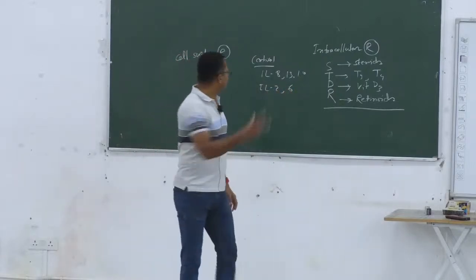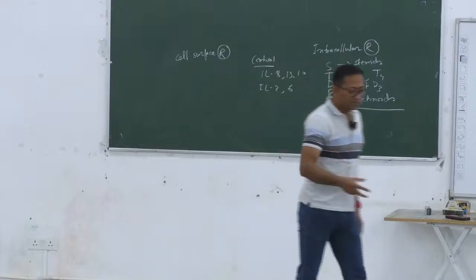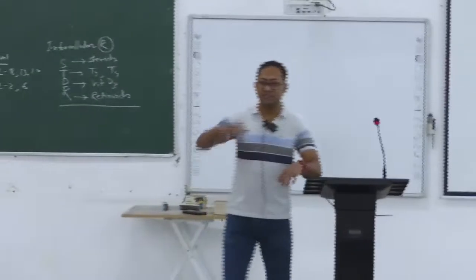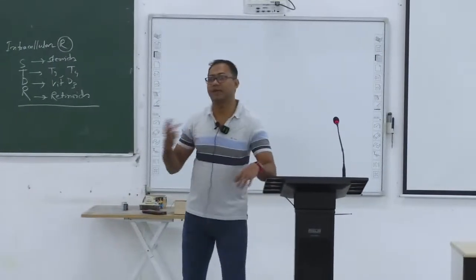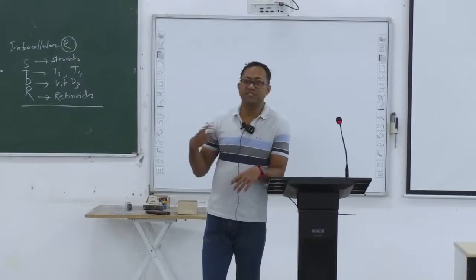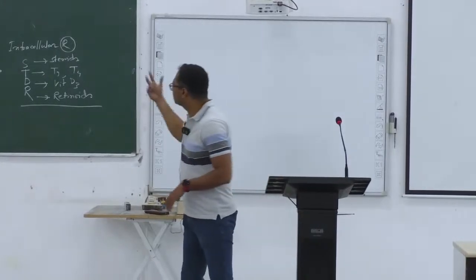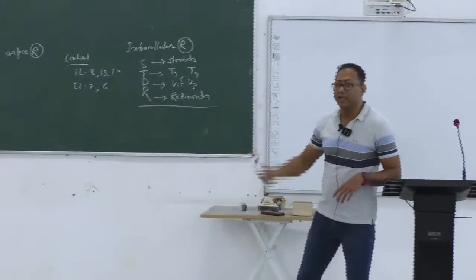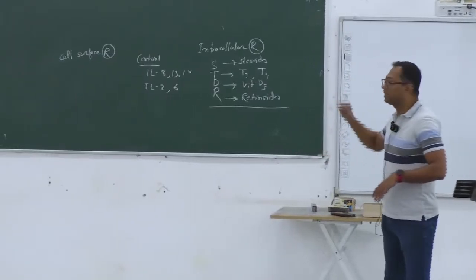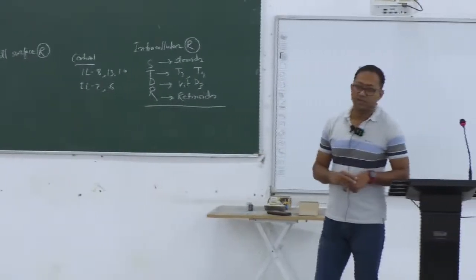So what will cortisol do? It will decrease the synthesis of the cytokines that are inflammatory, and increase the synthesis of the cytokines that are anti-inflammatory. So cortisol will increase the synthesis of interleukin 8, 10, 13 and cortisol will decrease the synthesis of interleukin 2, 6. Correct?